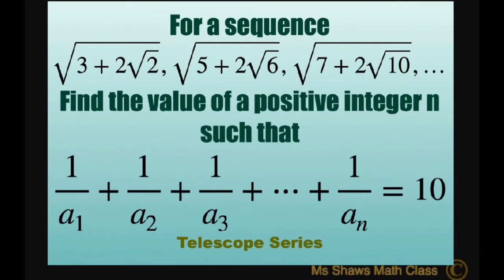Everyone. For the given sequence, we're going to find the value of the positive integer n such that the sum of 1 divided by a sub 1 all the way to 1 divided by a sub n equals 10. So what we're first going to do is rewrite these first three terms so we can see the pattern better.